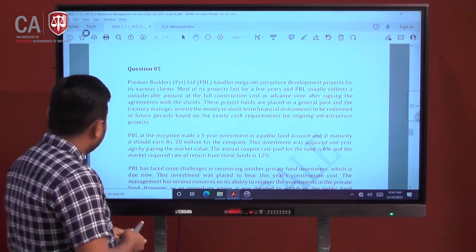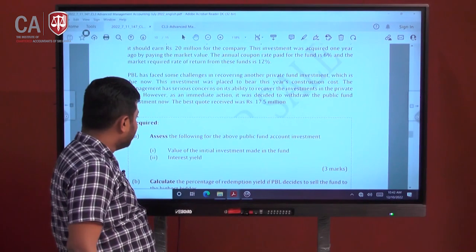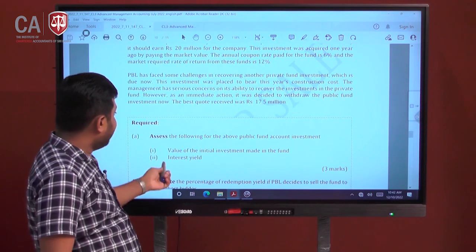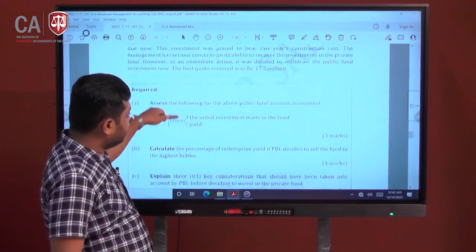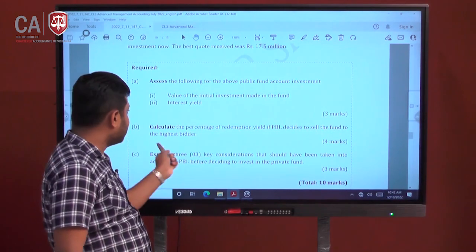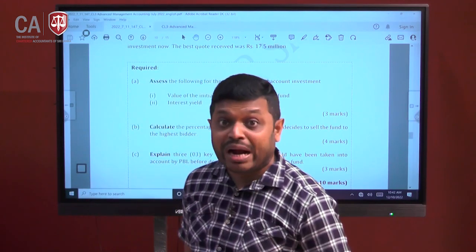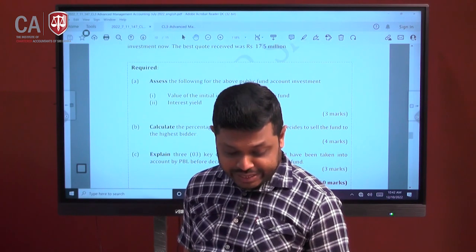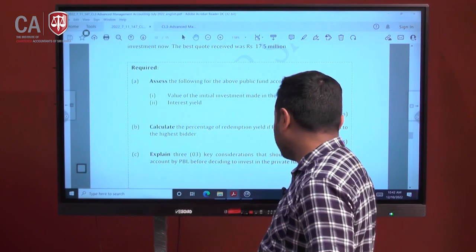We'll read first what it has to do. Assess the following for the above public fund account investment: the value of the initial investment made in the fund, right? And the interest yield you have to calculate. Then they ask to calculate the percentage of redemption yield if BPL decides to sell the funds to the higher bidder. If you decide to sell the funds to the higher bidder, what is the yield to maturity rate they are asking? Yield to maturity rate. Okay. We have to calculate the yield to maturity rate in this second situation.